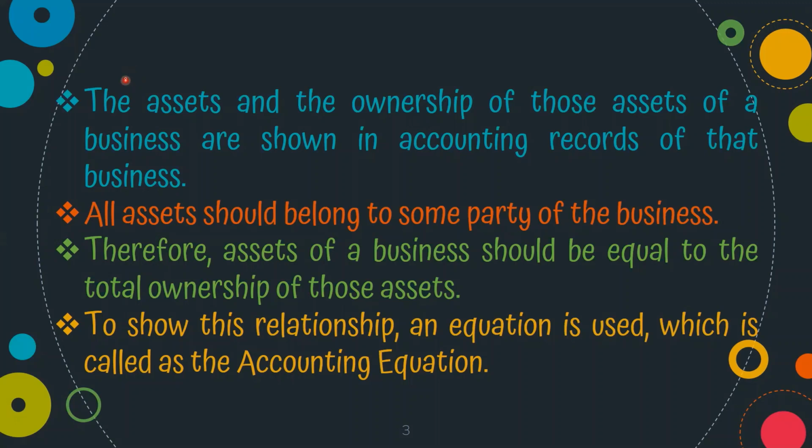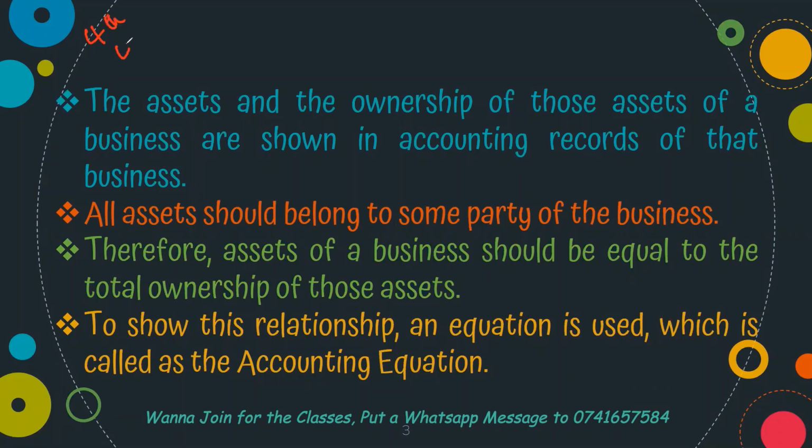So let's read. Actually, I'll read this on a surface level, no need to go deep into this content. The assets and the ownership of those assets of a business are shown in the accounting records of that business. Okay, so normally guys, I should tell you this: before we do this lesson, you should have a clear understanding about the fourth lesson.